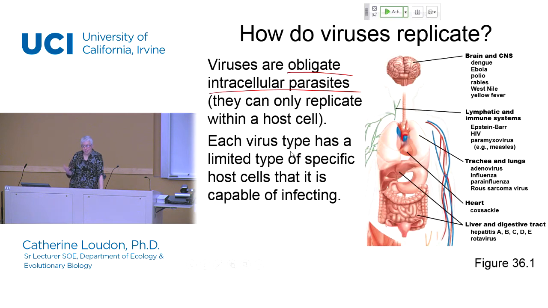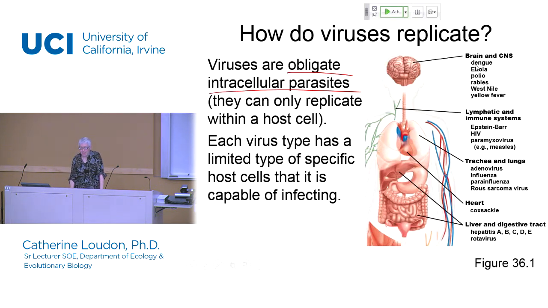Each virus type typically has a fairly limited number or type of specific host cells that it is capable of infecting. An example of this is shown in figure 36-1 from your textbook, which is in front of you right now. At least this is the first, or the anterior half, the top half of this particular diagram. It shows a couple of different body parts in a human with examples given of some of the diseases or viruses that typically infect those parts.